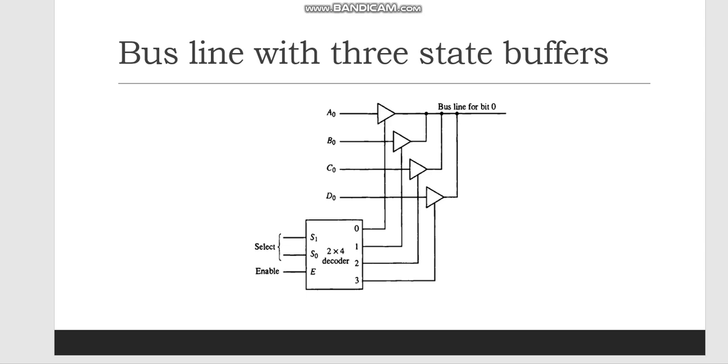A bus system can be constructed with three-state gates instead of multiplexers. A three-state gate is a digital circuit that exhibits three states. Two of the states are signals equivalent to logic 1 and 0 as in a conventional gate. The third state is a high impedance state.